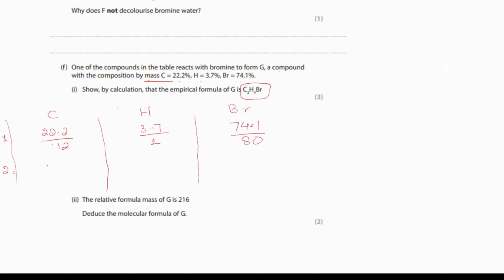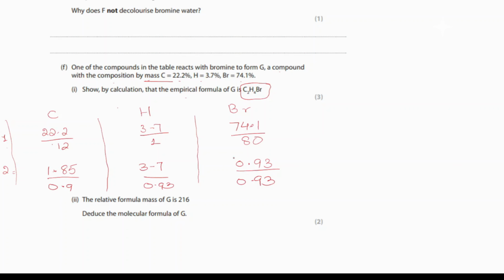What is your answer when we divide it? It is 3.7. What is the answer for this one? It must be 1.85. This one would be less than 1, 0.92. Okay, we have to round off. Now which is the smallest one among these? The bromine, and we have to divide all the moles by this number, 0.93 and 0.93.